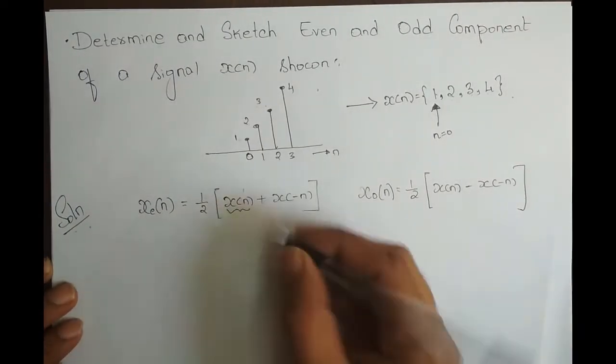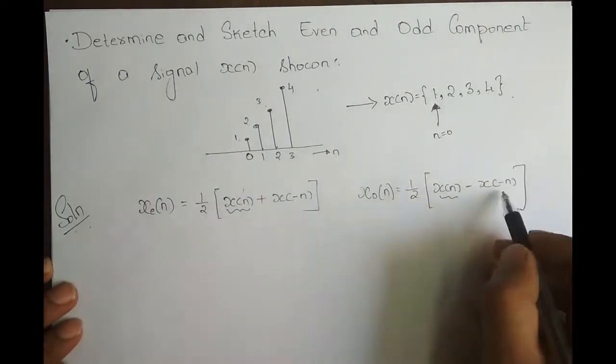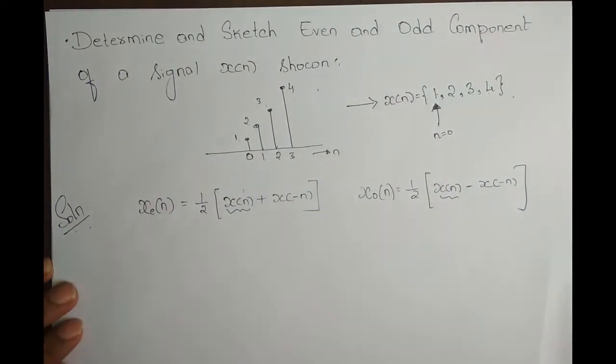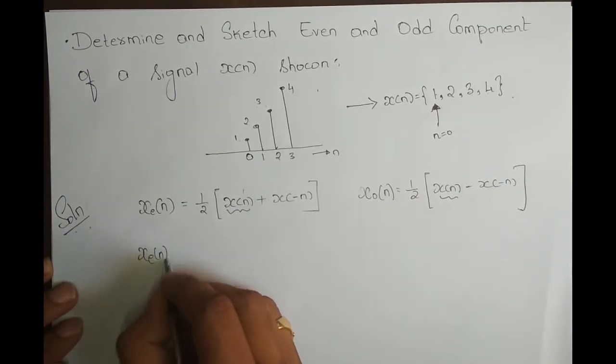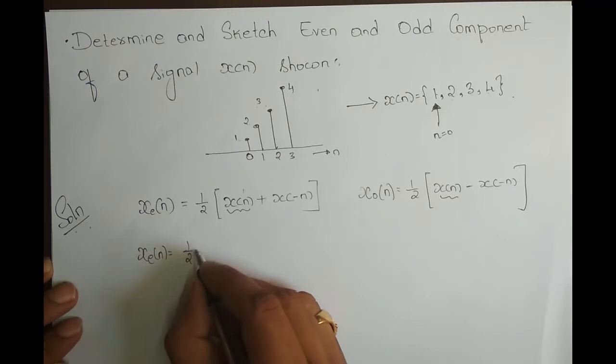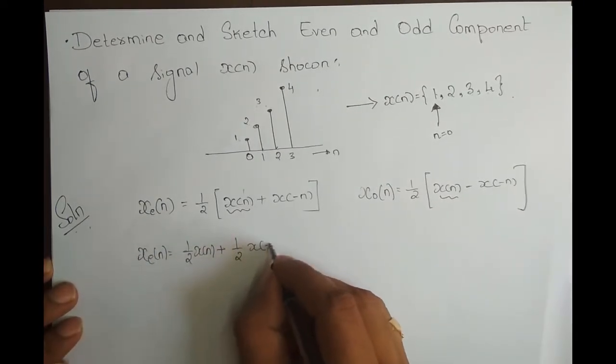X of n we have, right? But what I need is x of minus n. And how do I get x of minus n? The concept is the same as what we discussed for continuous time signals. Before we do that, let me split this equation. X e of n is equal to 1 by 2 times x of n plus 1 by 2 times x of minus n.